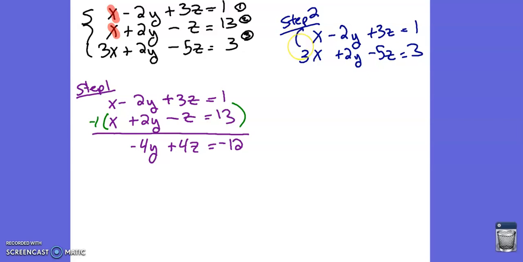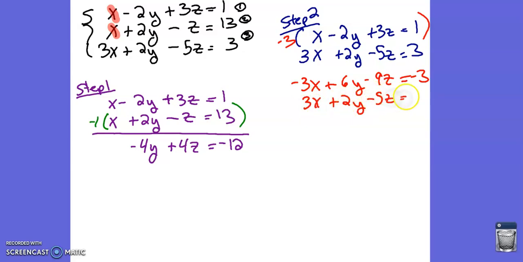I'm going to have to multiply this whole thing by -3 if I want to cross out the x's. So this new equation becomes -3x, the top equation, plus 6y minus 9z equals -3. And I'm not changing the second equation at all. So now if I add these columns, I'm going to end up getting 8y minus 14z equals 0.